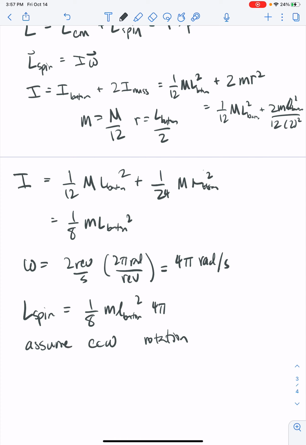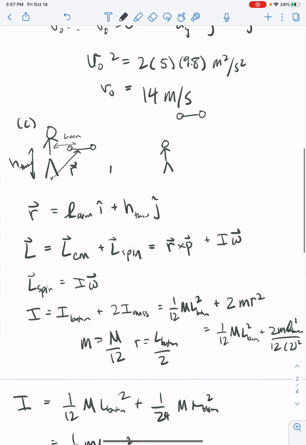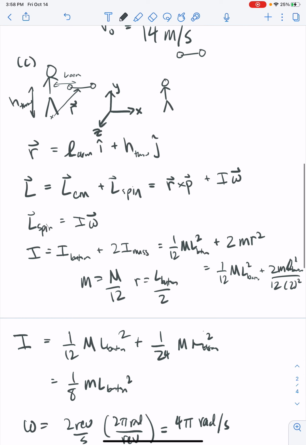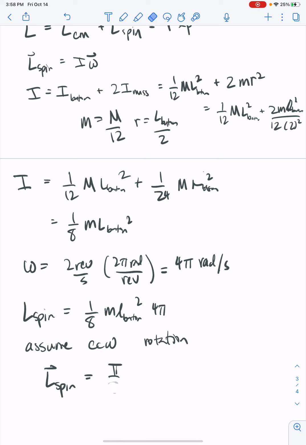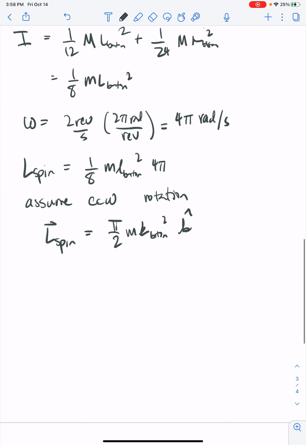Okay. And then the way I have defined these axes, I've got X, Y, Z like this, right? So Z is toward the person, out of the page. And so that L spin is in that direction. So it's pi over 2 m L baton squared k hat. All right. Now we want to find L of the center of mass, and that's going to be R cross P center of mass.